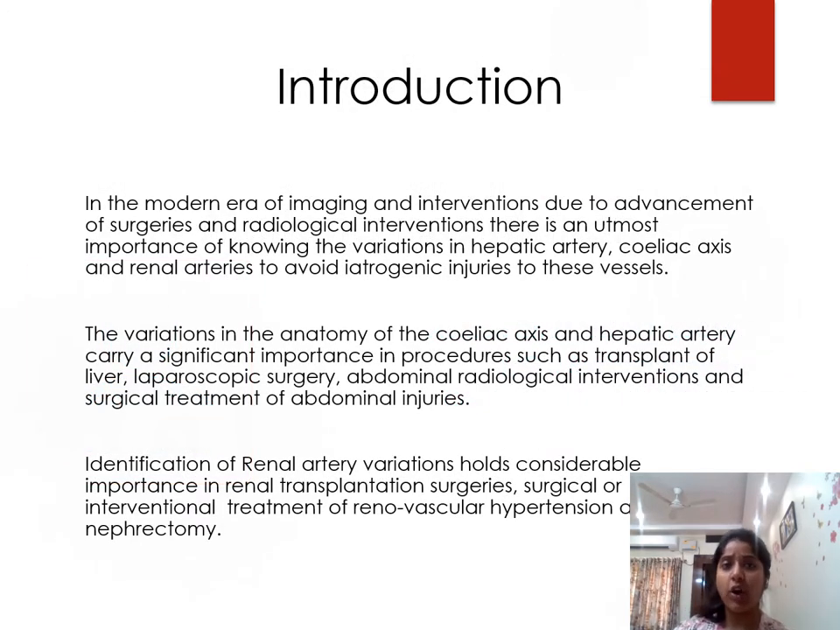In the modern era of imaging and intervention, due to the advancement of surgeries and radiological intervention, there is utmost importance in knowing the variation in the hepatic artery, celiac axis, and renal artery to avoid iatrogenic injuries to these vessels. The variation in the anatomy of the celiac axis and hepatic artery carries significant importance in procedures such as liver transplant, laparoscopic surgery, or abdominal radiological intervention. In fact, identification of renal artery variation holds considerable importance in renal transplantation, interventional treatment of renovascular hypertension, or in case of nephrectomy.